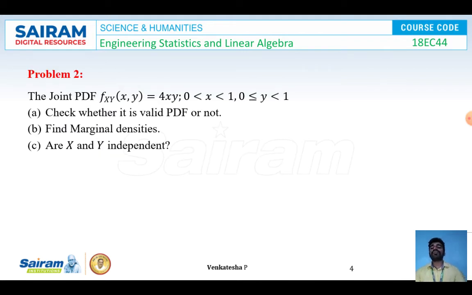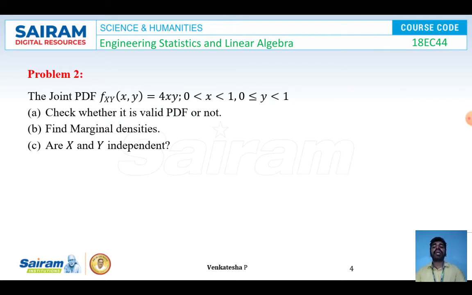Problem number 2. The joint PDF f(xy) of x comma y is equal to 4xy with the condition that 0 less than x less than 1, 0 less than or equal to y less than 1. First, check whether it is a valid PDF or not. Second one, find the marginal densities. Third one, check whether x and y are independent.